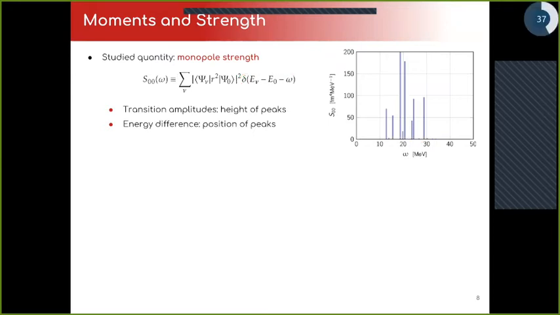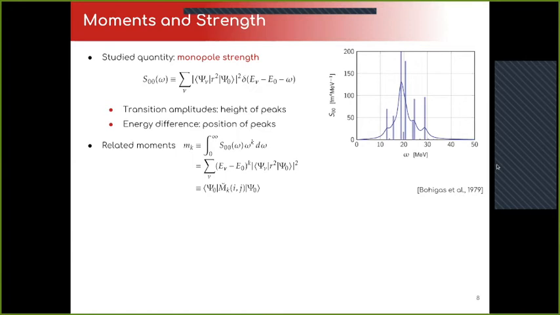Both in QRPA and P-GCM, one usually gets, as solutions, a discrete number of peaks, but clearly experimental results are provided with a finite resolution. So in general, I convolute the discrete peaks with some Lorentzian functions. And so in the future, I will only be showing continuous spectra.